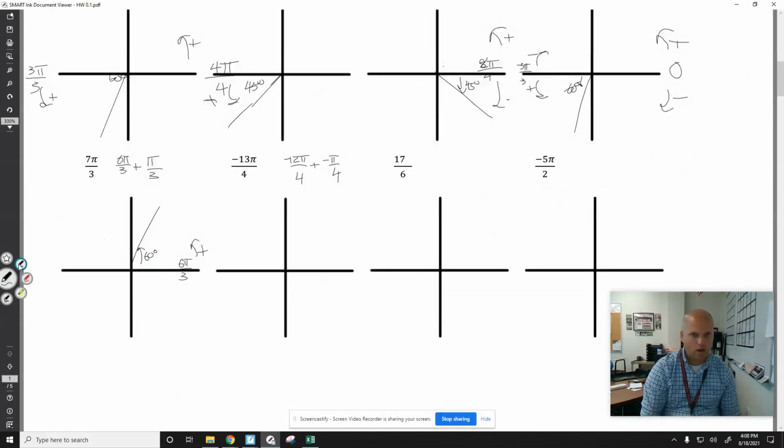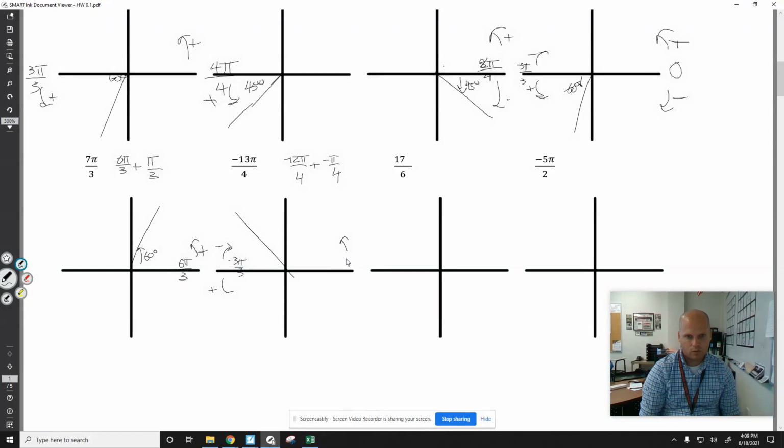All right, well, negative 12 pi over 4, 12 divided by 4 is 3. So I got to go to negative 3. Negative 1, negative 2, negative 3. So this is negative 3 pi. And then I need to, let's see, this is add. So this is add. This is subtract. Subtract a pi over 4. So that puts me right here.